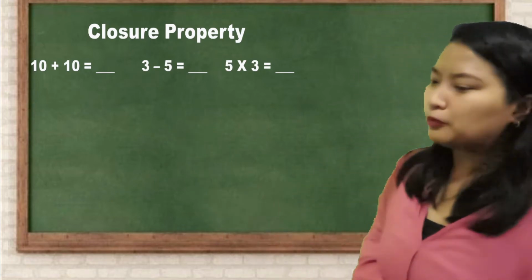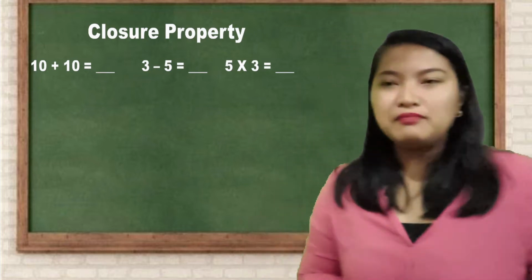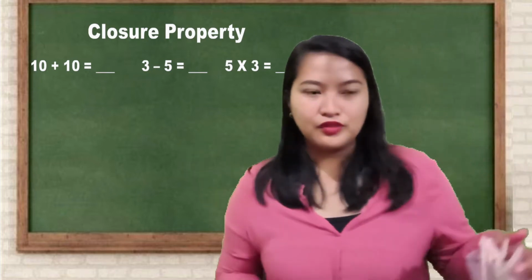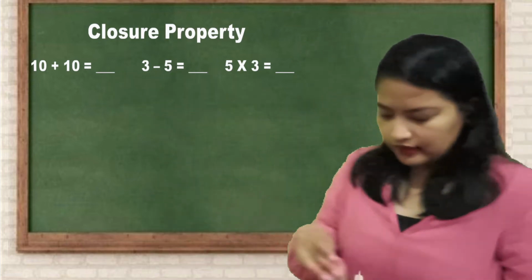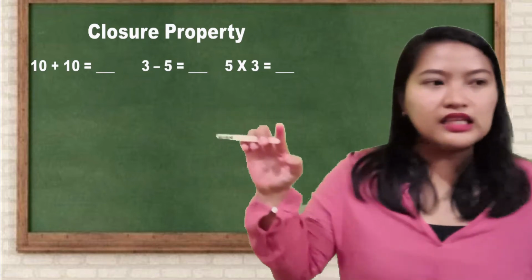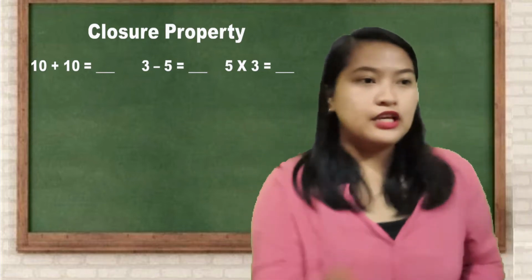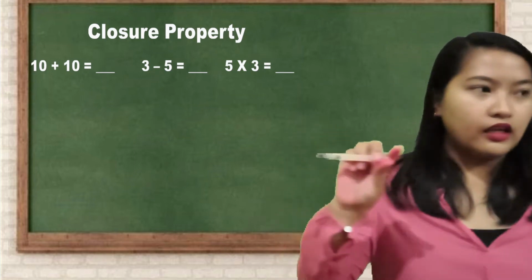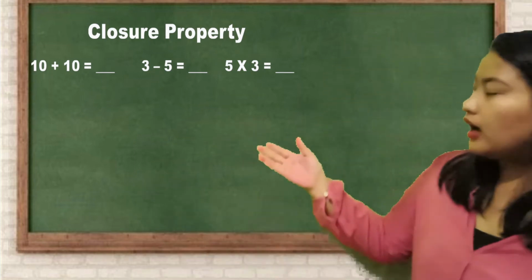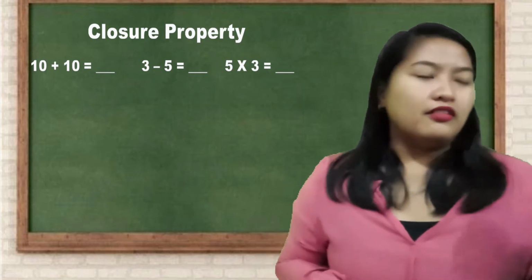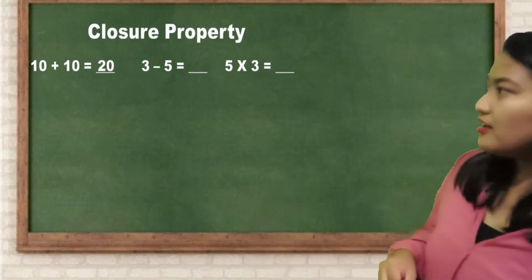So in our closure property, I have here 3 mathematical sentences. So I will call 3 students to solve the following. Okay, let's start with 10 plus 10 equals blank. Gian, 10 plus 10. Yes, very good. It's 20. Next, Bella, 3 minus 5. 3 minus 5 equals blank. Yes, correct. It is negative 2.